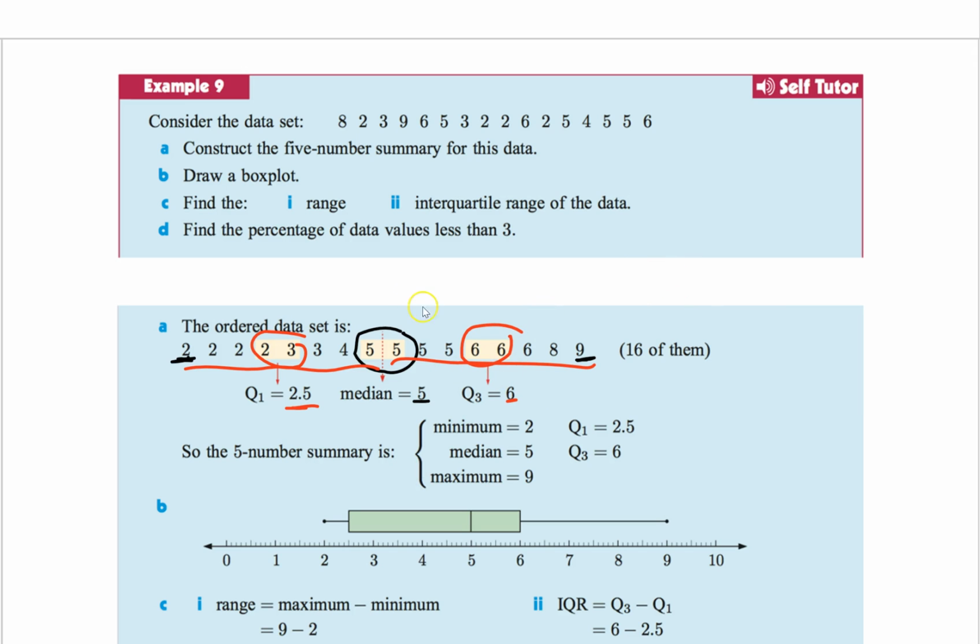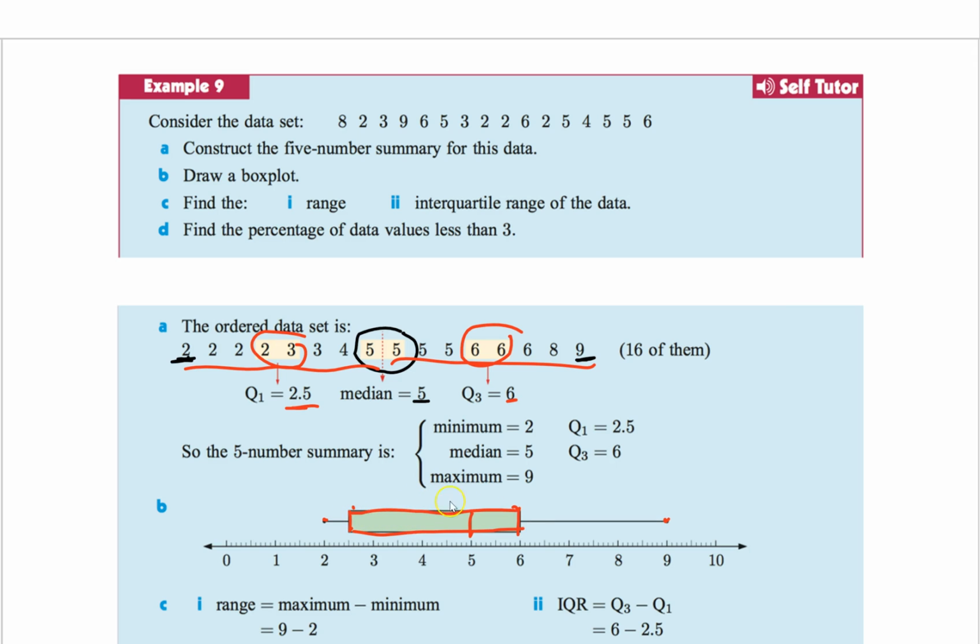Now if I want to draw it, you just draw that stuff. Draw the min with a little point. Draw the max with a point. Draw the lower quartile, Q1, with a line at 2.5. Draw the upper quartile with a line at 6. Draw the median at 5. And you have this little thing right there.